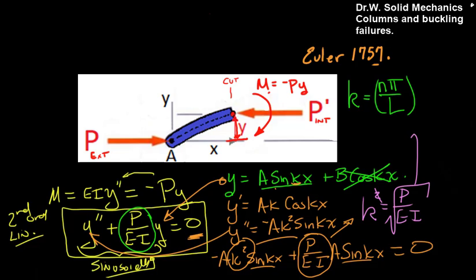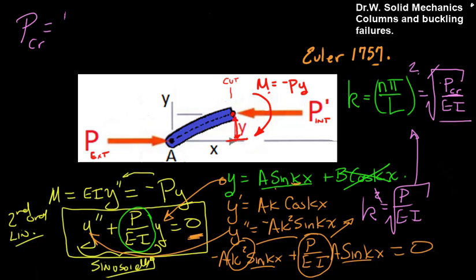So we can take the square root of that and put that up to here. And we see that this is equal to the square root then of P on EI. And that P is called P critical. It's the load that's going to cause impending buckling failure in this column. So let's solve this for P critical by bringing the square to the other side. And we'll get P critical is n squared pi squared EI on L squared.